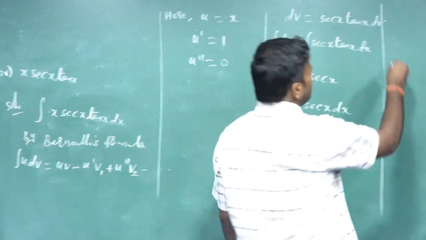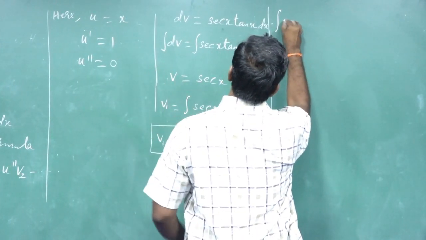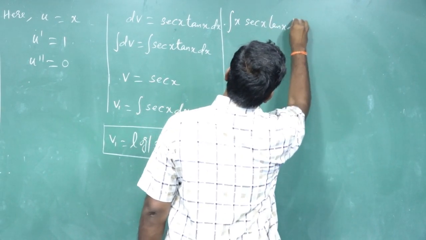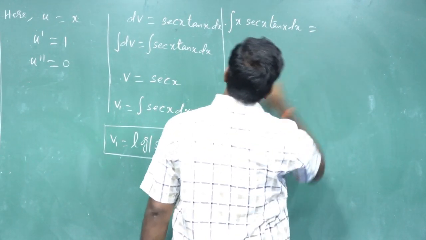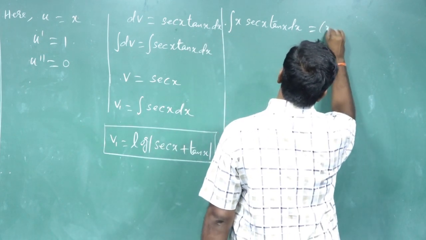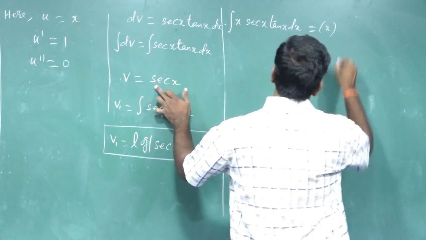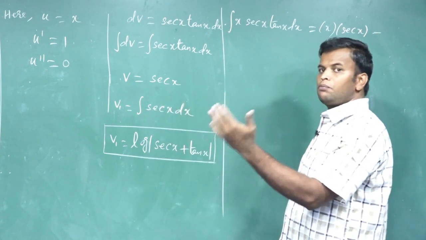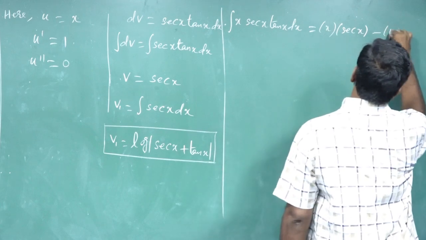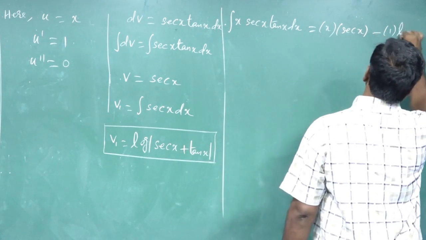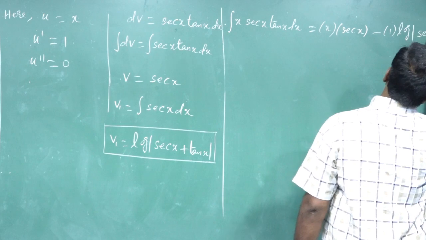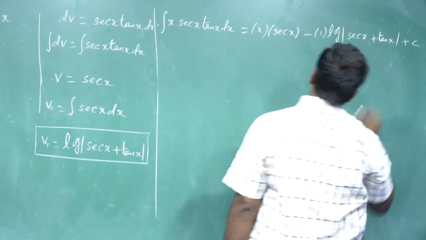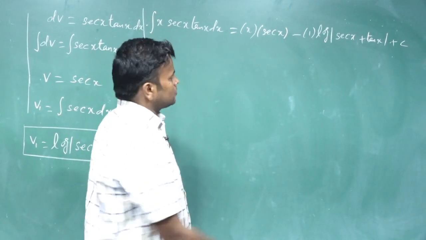Now we use this value in the formula. So integrating of u into v, secant x tan x into dx, is equal to RHS. First term is u into v; the value of v is secant x. By formula, minus u dash 1 into v1, log of modulus secant x plus tan x, plus c. All the remaining terms are 0.